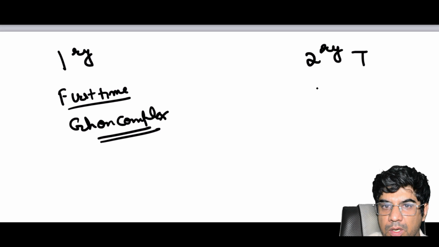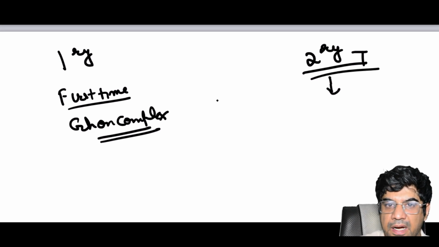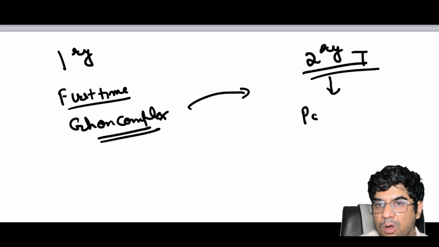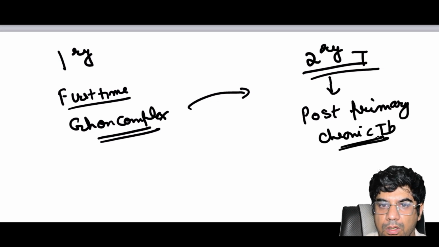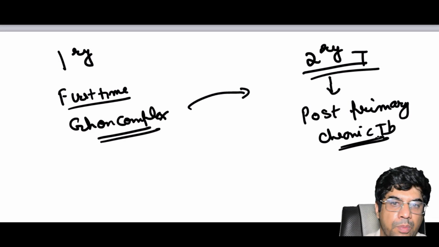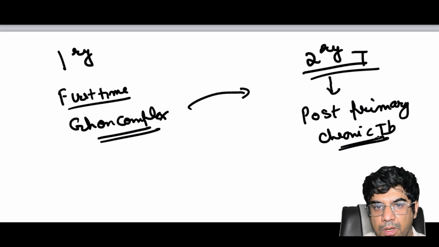Second is the secondary tuberculosis. It occurs in individuals who have been previously infected, and it is also known as post-primary or chronic tuberculosis. So what is the other name of secondary tuberculosis? It's the post-primary or the chronic tuberculosis.